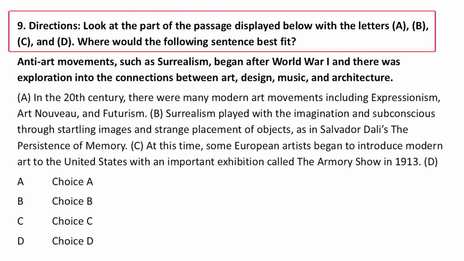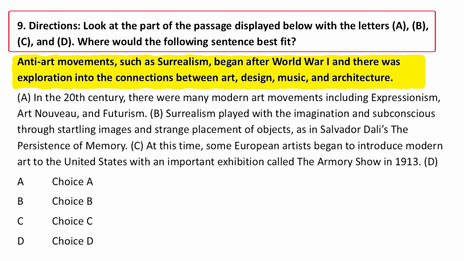Directions. Look at the part of the passage displayed below with the letters A, B, C, and D. Where would the following sentence best fit? Anti-art movements such as surrealism began after World War I, and there was exploration into the connections between art, design, music, and architecture. And then you can see the paragraph with the 4 possible insertion points.